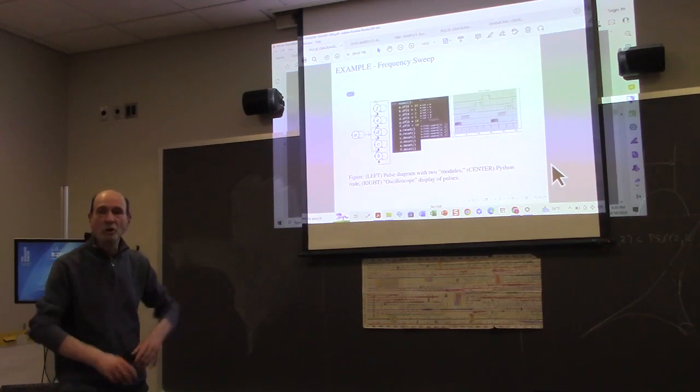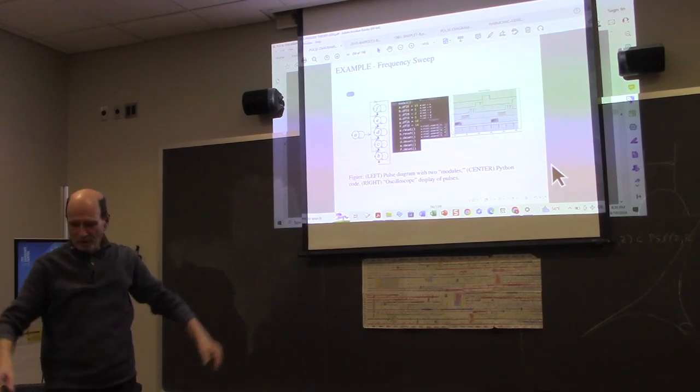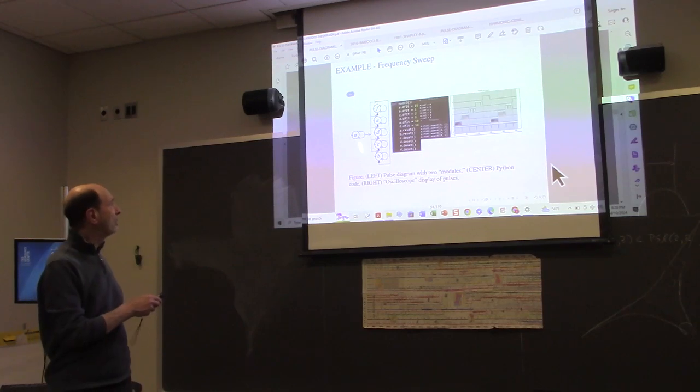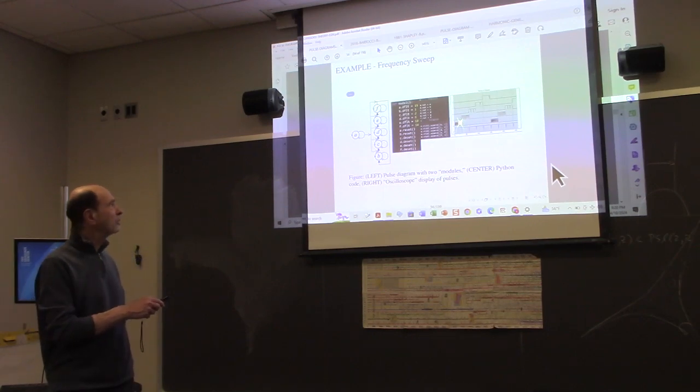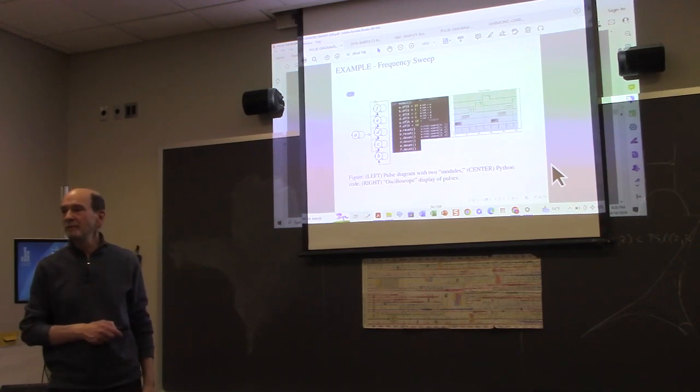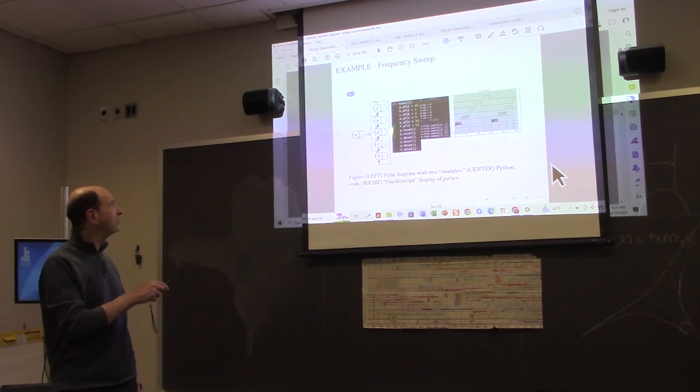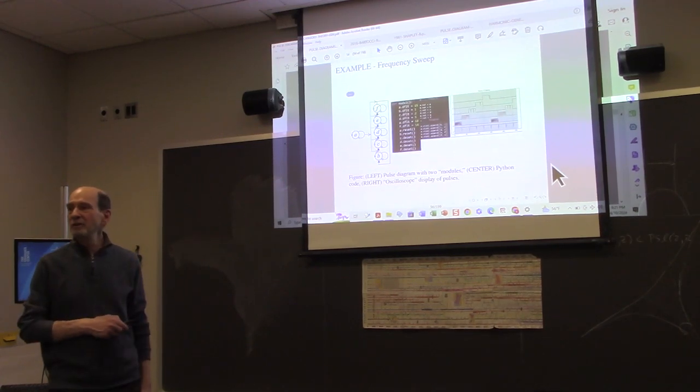Here's a new topic. On the left, I have a pulse diagram. Here's the code for it. It's a frequency sweep. It's sweeping downward from a high frequency to a low frequency. And then it starts over again, because this module here is in a circle.